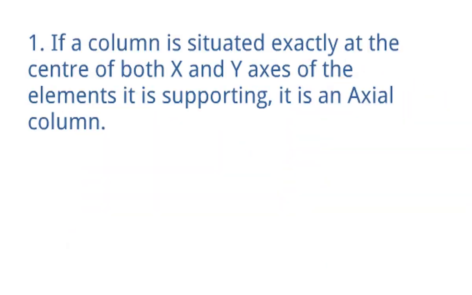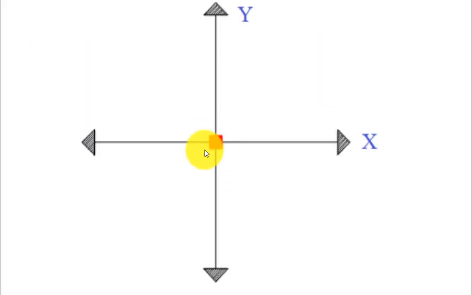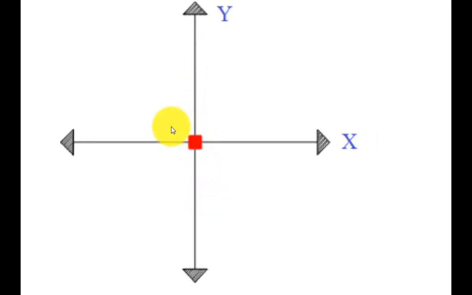Number 1. If a column is situated exactly at the center of both x and y axis of the element it is supporting, the column is an axial column. So look at this column. It is supporting 4 elements, 2 at the x-axis and 2 at the y-axis. The elements in the x-axis both have equal length. I mean, the one at the right has the same length as the one at the left. Also, the element at the top of the y-axis has the same length as the element at the bottom of the y-axis. So it is situated exactly at the center of the x-axis, also exactly at the center of the y-axis. Thereby, it is an axial column.